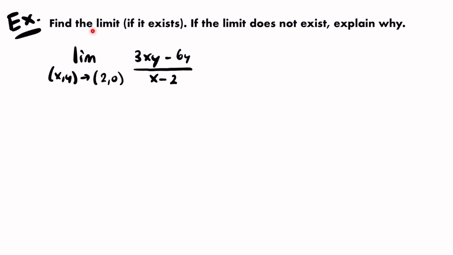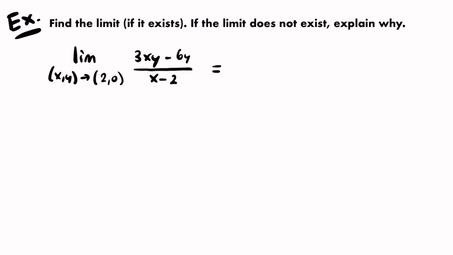Next up, we want to find the limit if it exists, and if it does not exist, explain why. And this time our limit is the limit as (x, y) approaches (2, 0) of the function (3xy − 6y) divided by (x − 2). All right, so once again, the first thing that you should always try to do is plug in the values that you are approaching. In this case, x is approaching 2, y is approaching 0, so plug 2 in for each x in this function and plug 0 in for each y.